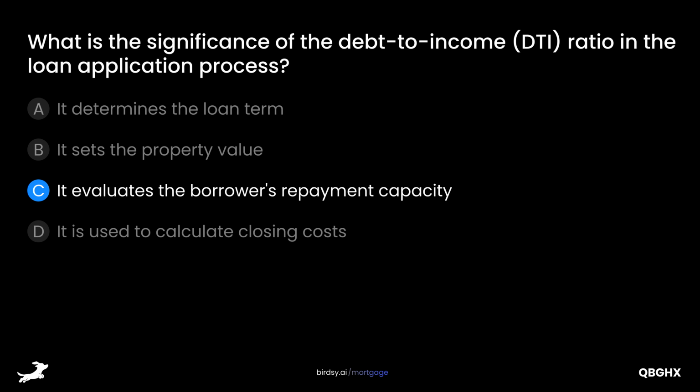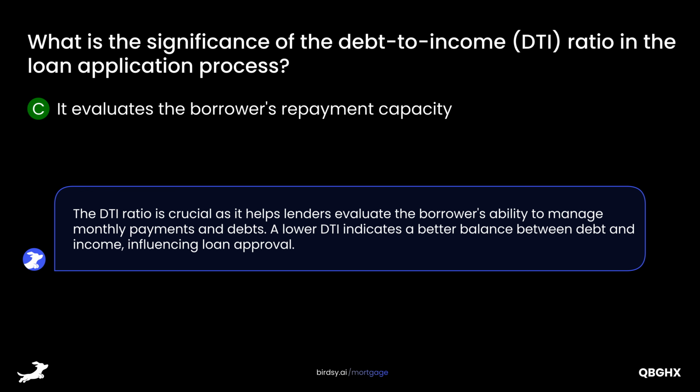It evaluates the borrower's repayment capacity, or D. It is used to calculate closing costs? The answer is C. It evaluates the borrower's repayment capacity. The DTI ratio is crucial as it helps lenders evaluate the borrower's ability to manage monthly payments and debts. A lower DTI indicates a better balance between debt and income, influencing loan approval.